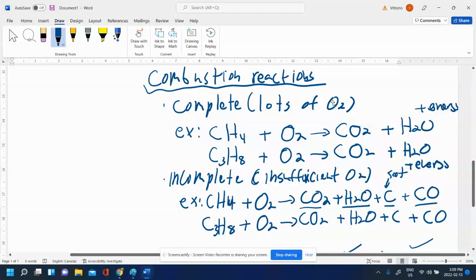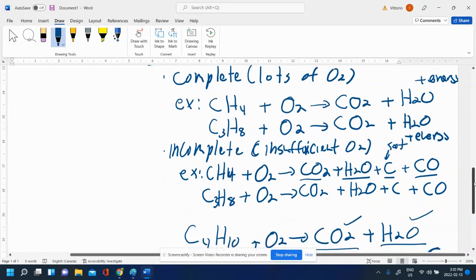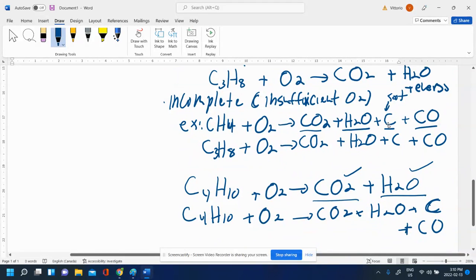And then we saw combustion reactions where you basically burn something with oxygen. You use oxygen as a main reactant to burn it. And we saw that there's complete, which has CO2 and water produced only, and then incomplete, which has CO2, water, carbon as soot, and then carbon monoxide, the deadly toxic gas, produced as well.